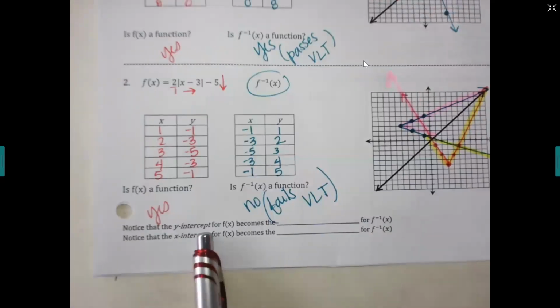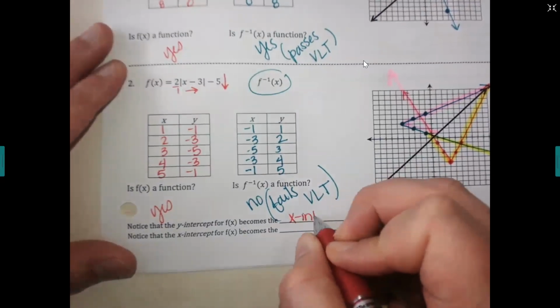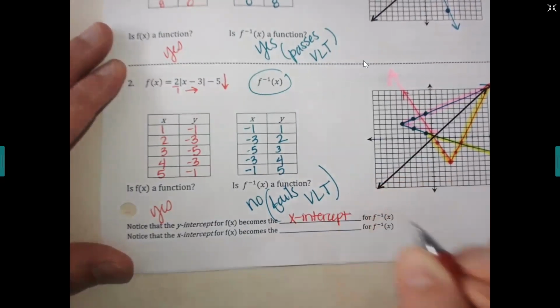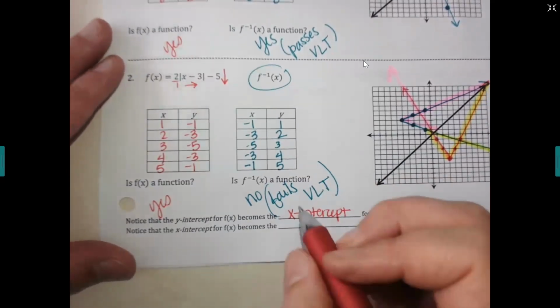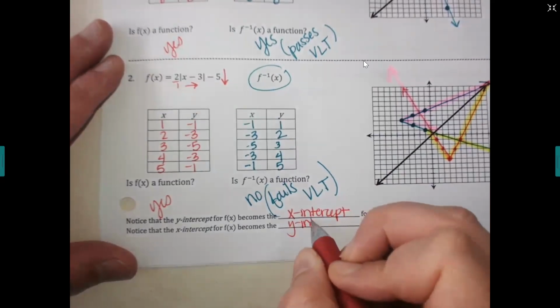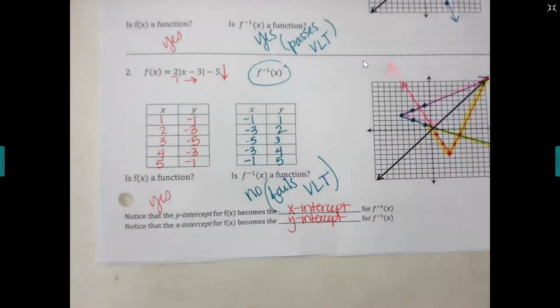Sorry about that. What it says is that the y-intercept for f is going to become an x-intercept for the inverse. And the x-intercept for f is going to become a y-intercept. Okay, so essentially, because your x and y's are switching, if you originally cross, let's say, the x-axis at 2, then it'll be the y-axis at 2 when you flip your x and your y. All right, go ahead and turn the page.